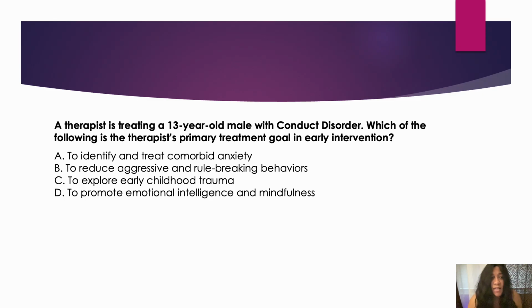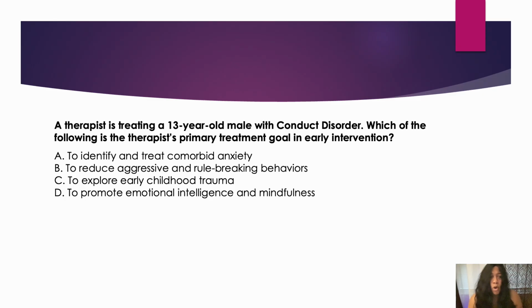A says to identify and treat comorbid anxiety. My issue with A is nobody said anything about anxiety. Get rid of it. B says to reduce aggressive and rule-breaking behaviors. Okay, let's take a look at the rest of them.